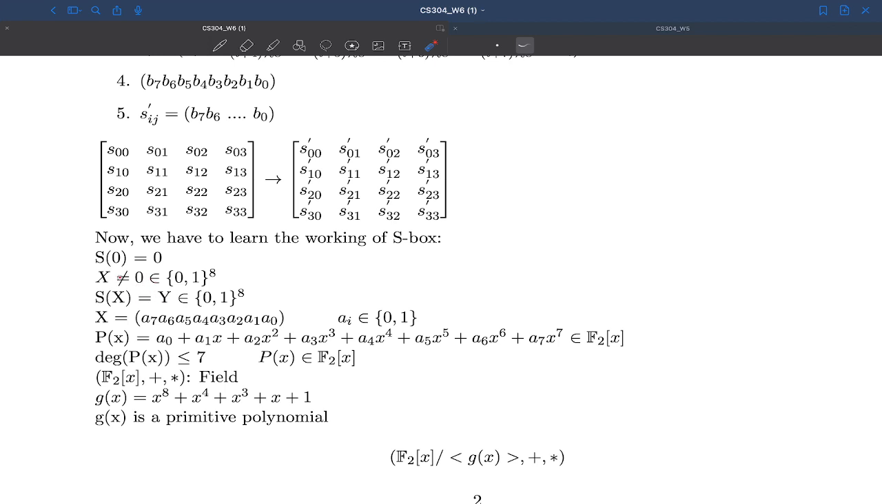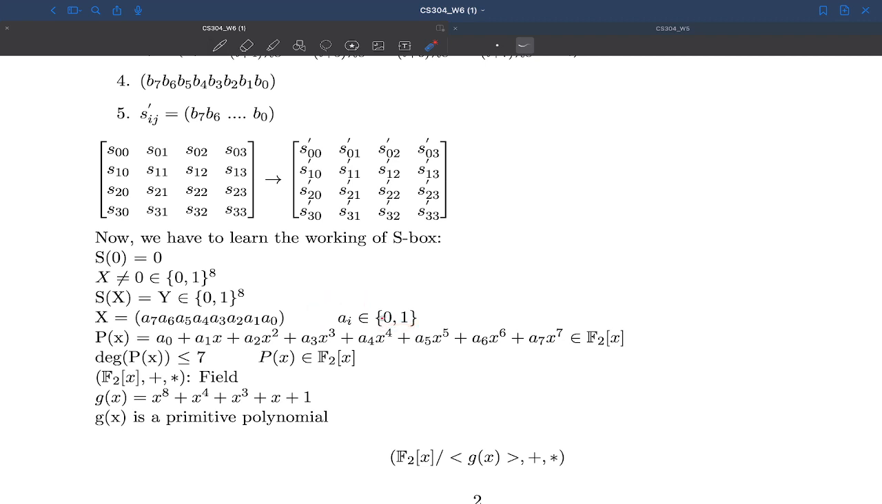First of all, X is the input which I send to my S box, and X is not equal to 0. X is my 8-bit string, and the S box will return me Y. Y will be an 8-bit string. So you can write X as 8 bits from A0 to A7, where each Ai is 0 or 1.